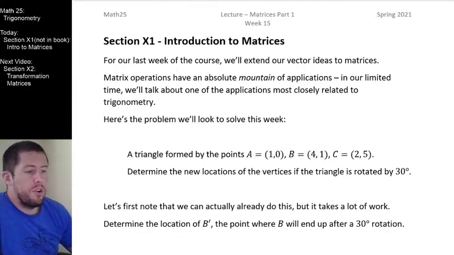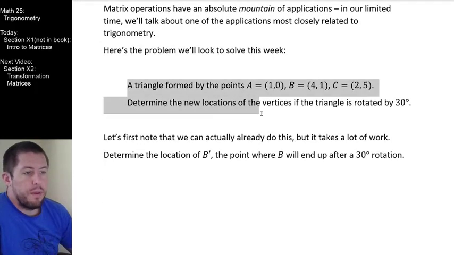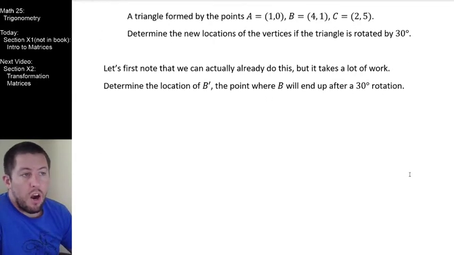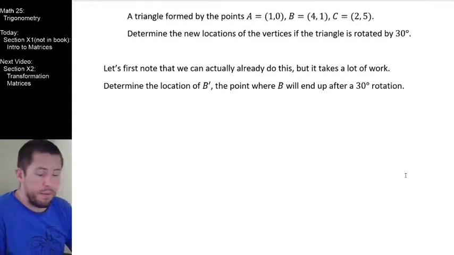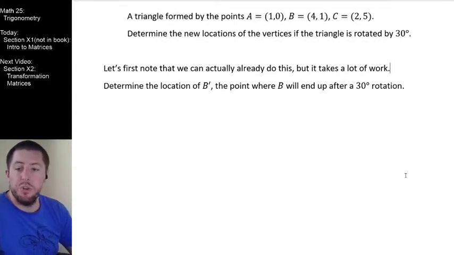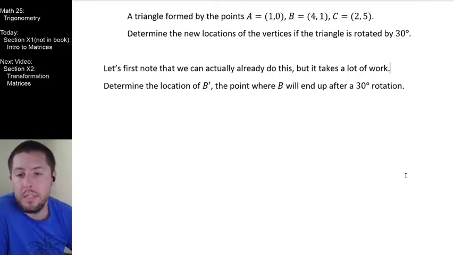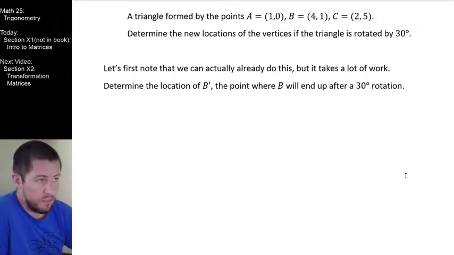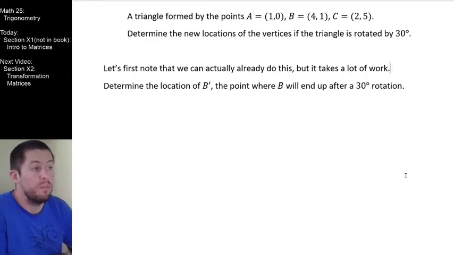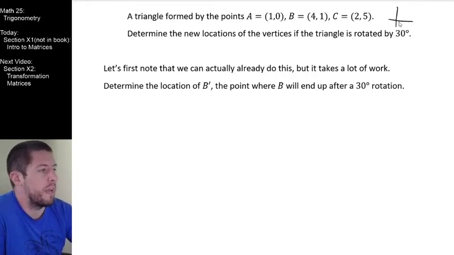One of the important things I want to identify is that this goal problem for us to solve this week, we technically are already capable of doing, right? And I'm going to give you a good reason why we still care to pursue a new route to doing this. So let's go ahead and do this for one of the 3 points, one of the three vertices of this triangle. Our three locations are (1, 0), (4, 1), and (2, 5), where this triangle is located out there in space. There's our three locations of the points on this triangle, A, B, and C.